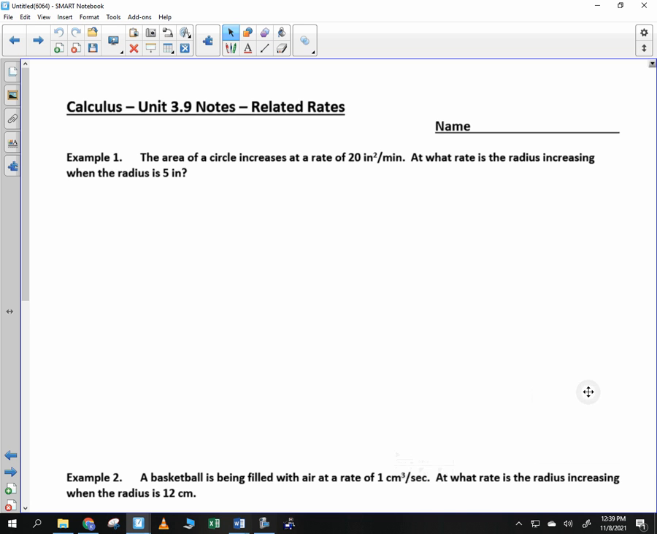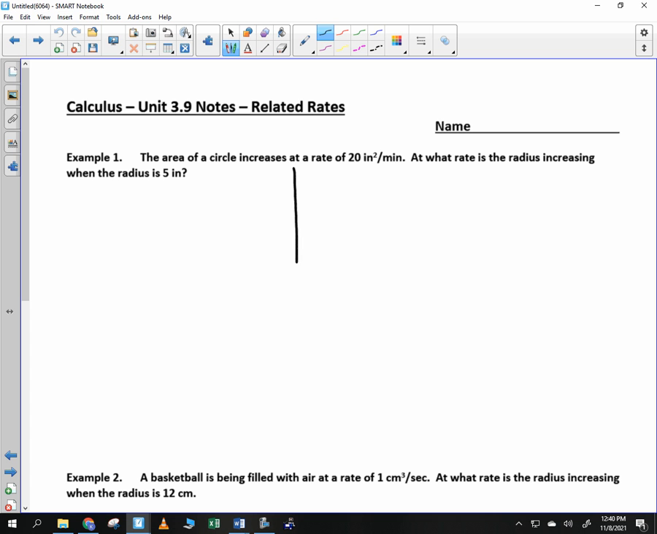So let's see if you can put this into perspective. The area of a circle increases at a rate of 20 square inches per minute. At what rate is the radius increasing when the radius is 5 inches? Sounds like a challenging problem, correct? We're going to make it rather easy. What you have to understand in the problem is what is changing.